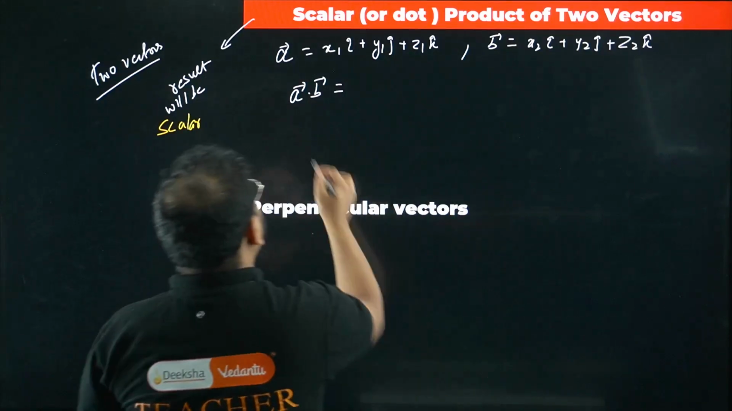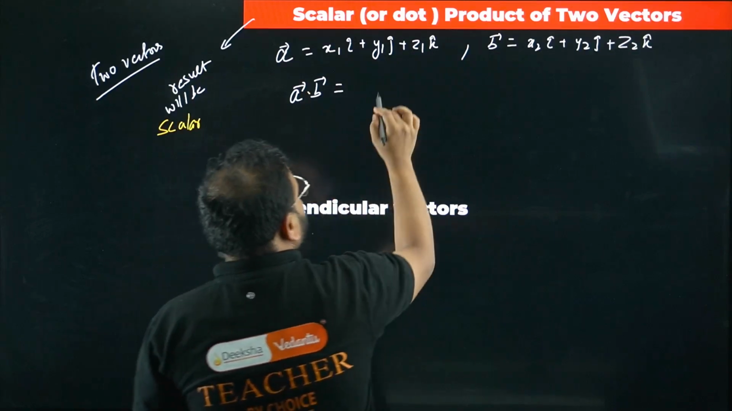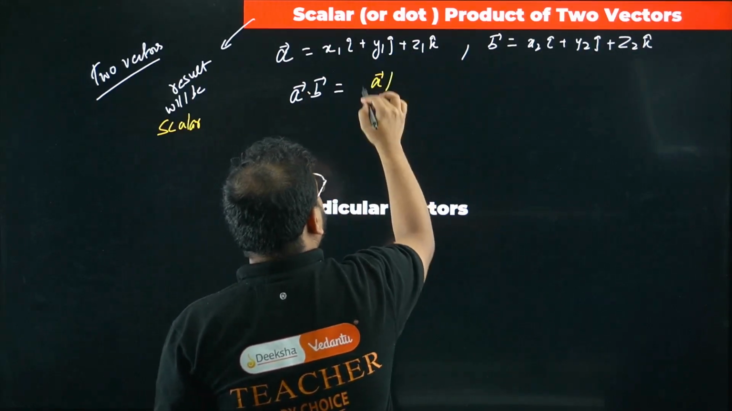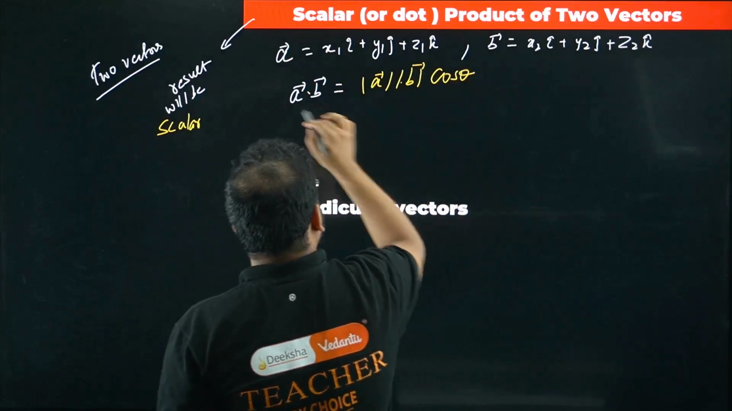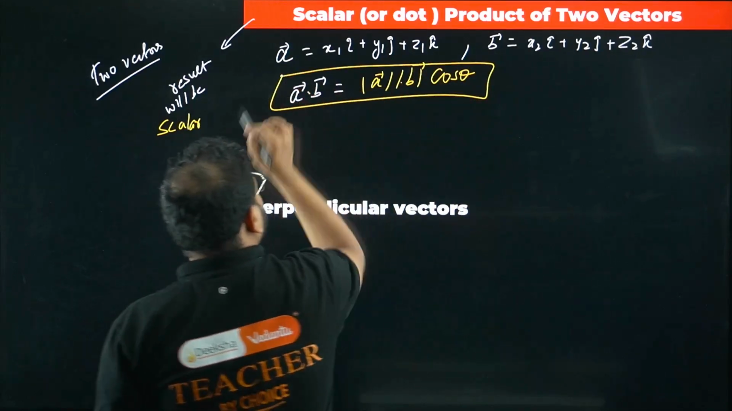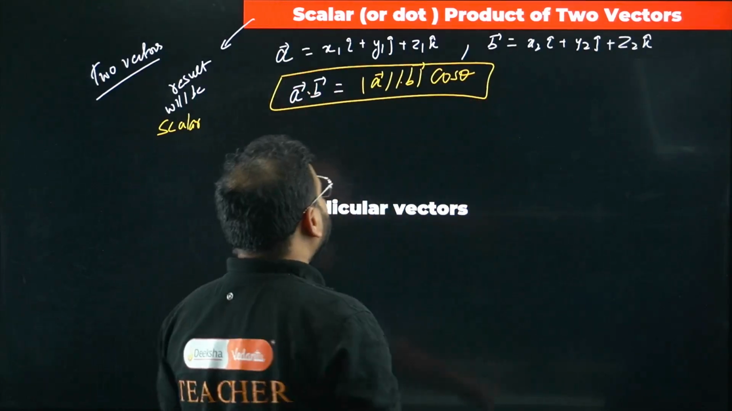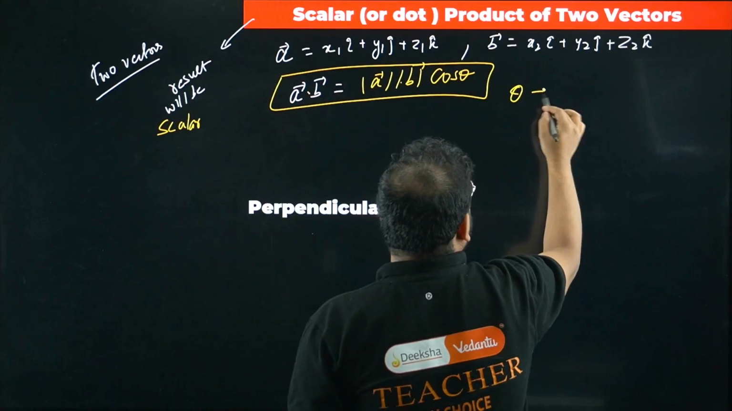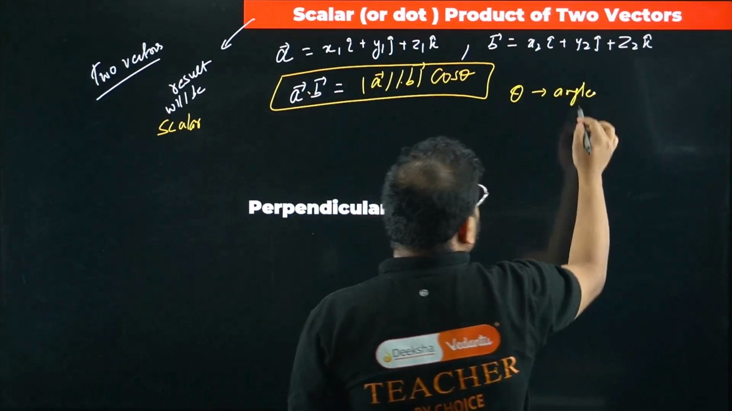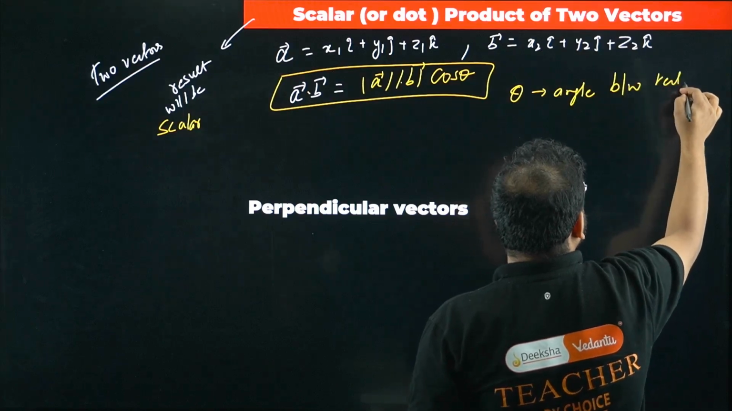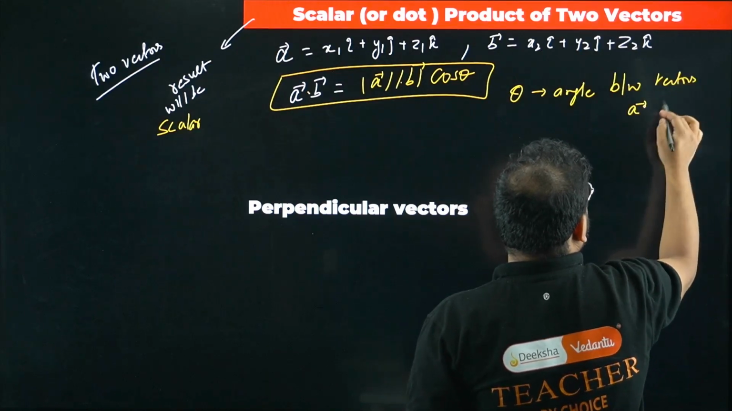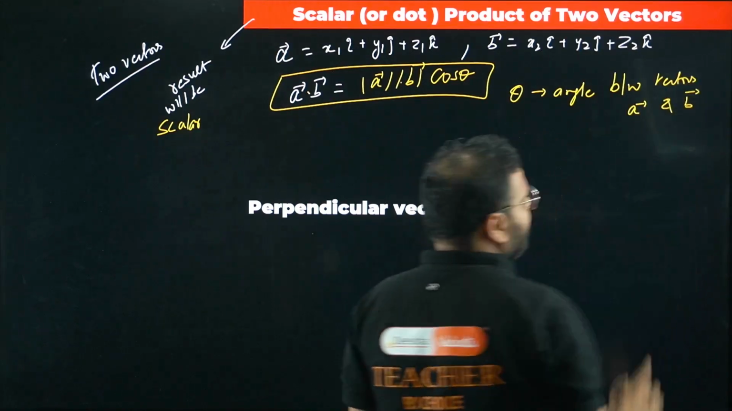So how do you write this? This is the simple writing. A dot B is given by vector A, vector B, cos theta. So what is theta? Theta is the angle between vectors, of course, A and B.